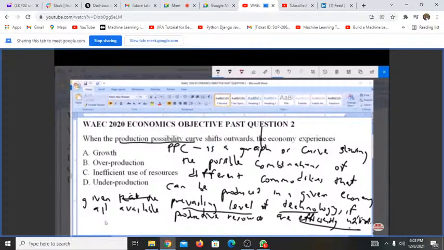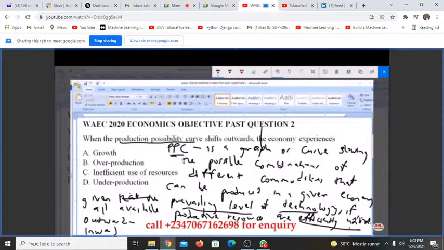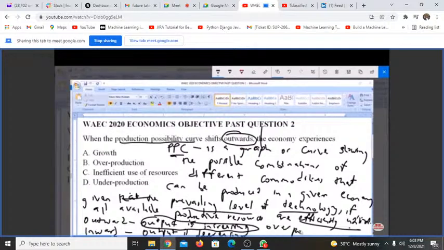It could shift outward. It could also shift inward. Now, when the PPC shifts outward, it means that output is increasing, and when it shifts inwards, it means that output is decreasing. So from the question, we're asked what happens when it shifts outwards, and we have established the fact that the output is increasing, likely to be overproduction of resources. So overproduction, option B, is the correct answer to this question.